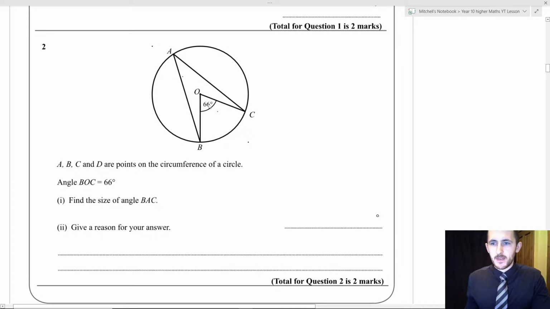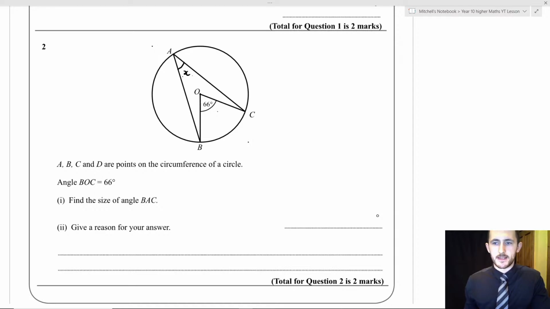Have a look at this. I'm hoping this is triggering your memory as to what this is. A, B, C, D are points on the circumference of the circle, which is interesting because there's no point D, but anyway. Angle BOC is 66. Find the size of angle BAC. So we're looking for this angle here.